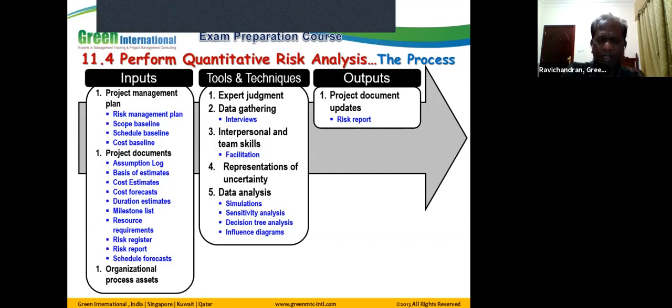Representation of uncertainty, we will talk about it. Other data analysis techniques: simulations. We spoke about simulations before. And we have simulations, sensitivity analysis, decision tree analysis, influence diagram. These are the 4 techniques available under data analysis techniques. So what is the result of this process? Here we are updating the analyzed information into the risk report. Hereafter, all the information is updated into the risk report.